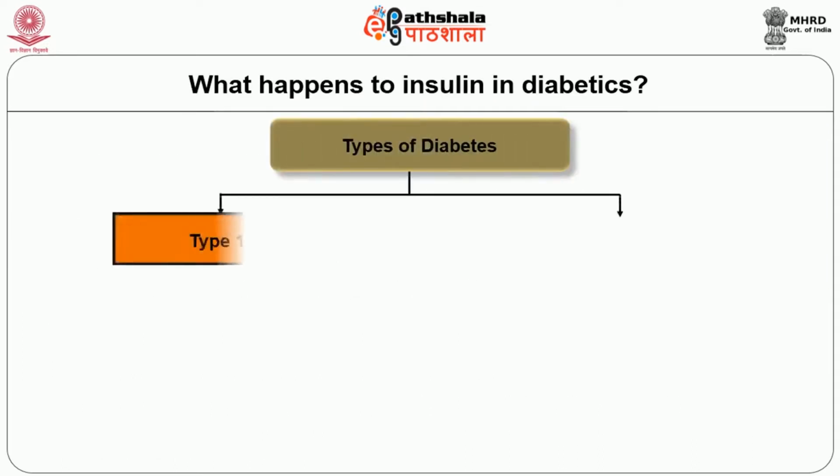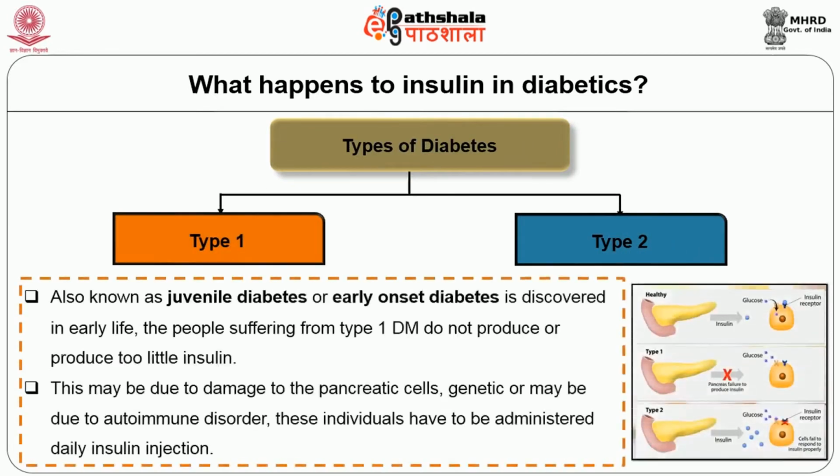There are many types of diabetes. Type 1 diabetes, also known as juvenile diabetes or early onset diabetes, is discovered in early life, and people suffering from type 1 DM do not produce or produce too little insulin. This may be due to damage to the pancreatic cells, and it may be genetic or due to an autoimmune disorder. These individuals have to be administered daily insulin injections.